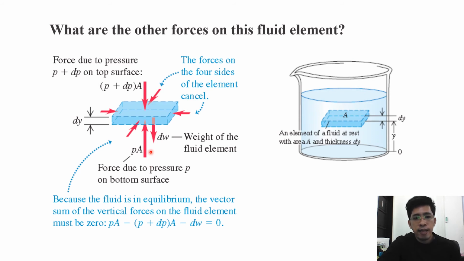Since this fluid element is in equilibrium, or at rest, the vector sum of the vertical forces on the fluid element must be 0. So the force due to the pressure on the bottom surface, plus the force due to the pressure on the top surface, plus the weight of the fluid element should sum to 0. That is PA minus (P plus dP)A, because the force here is downwards, minus dW, the weight of the fluid element. The sum of these three forces should be equal to 0. We're going to use this to derive some equations later to find the pressure as the height y varies.